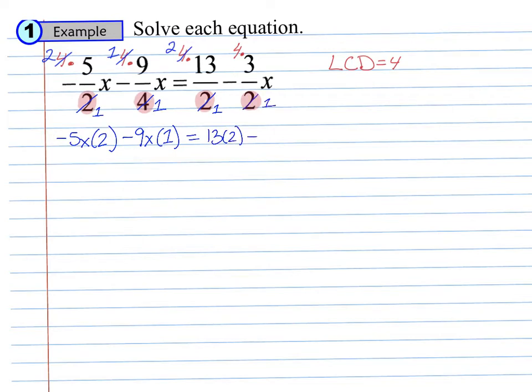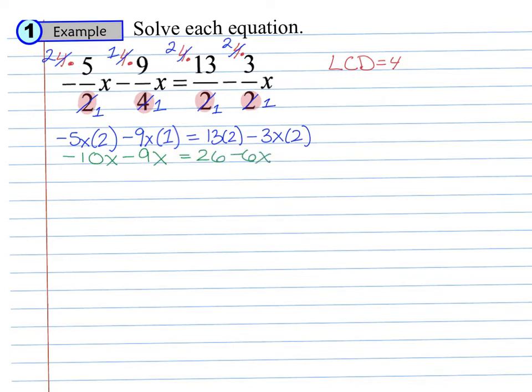2 goes into itself once. 2 goes into 4 twice. So now we have 3x times that 2. Eventually, you could skip this step right here. Right now, I'm going to show you every single step, so we're not skipping anything. So then we have negative 10x minus 9x is equal to 26 minus 6x.